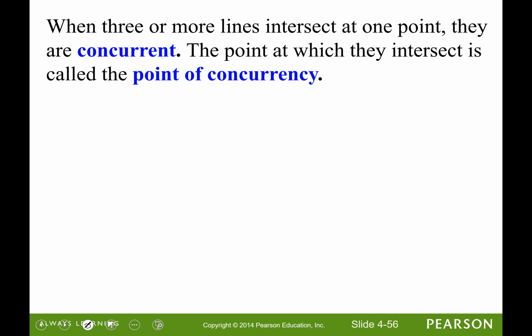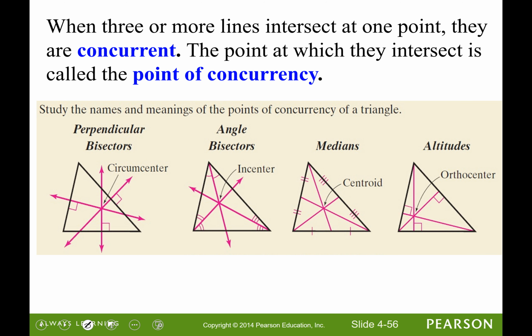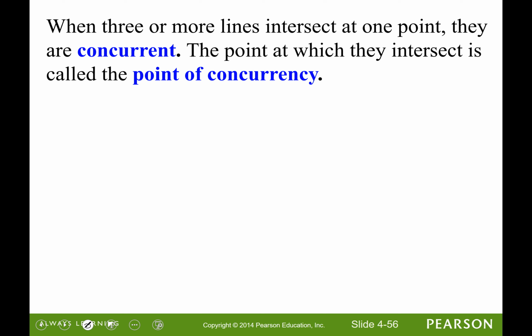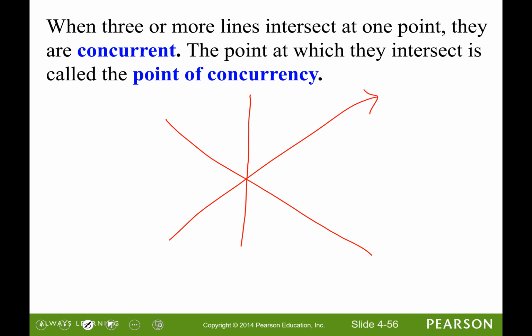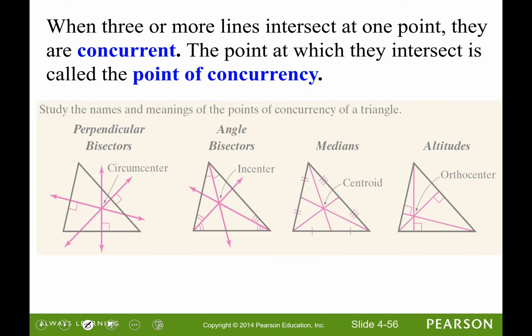When three or more lines intersect at one point, they are called concurrent lines. And the point at which they intersect is called the point of concurrency. Let's see if we have a figure to look at here. Let me just sketch these lines. They would be concurrent lines because they intersect at one point. And then this right here would be the point of concurrency. All right, so let's look at those inside of triangles now.